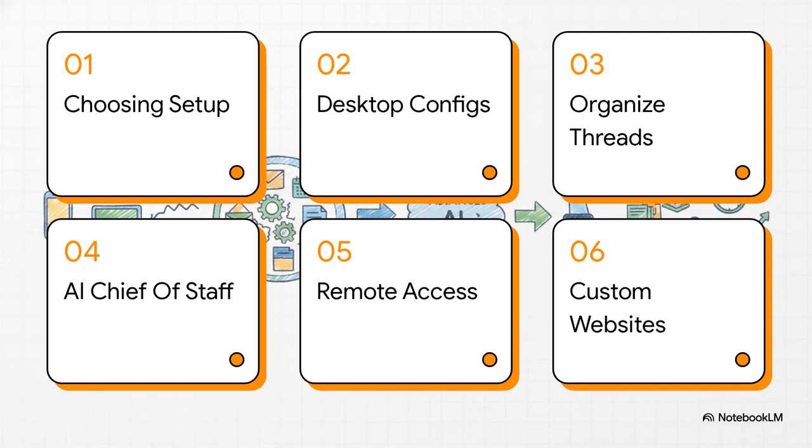So here is our game plan for today. 1. Choosing your AI setup. 2. Essential desktop configurations. 3. Organizing projects and threads. 4. Building your AI chief of staff. 5. Remote access and mobile. And 6. Building custom websites. This is a complete arc from basic setup all the way to building full web apps.